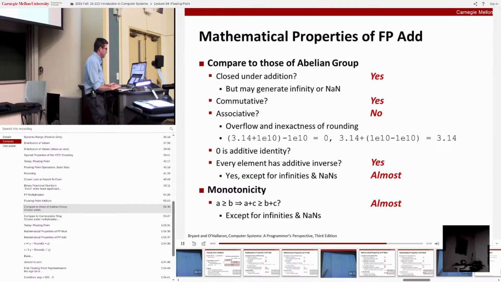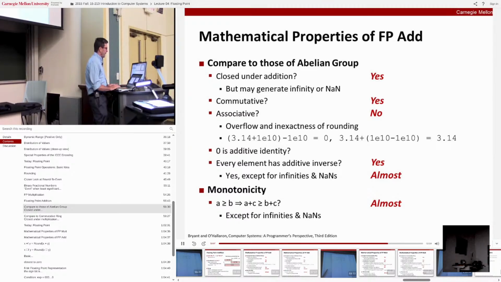So adding a big number to a little number essentially gives the big number, and then if you subtract that big number, you get 0. Now, if we change the association, if we take this big number and subtract it from itself, we get 0, and then the result will be, instead of 0 as before, 3.14.